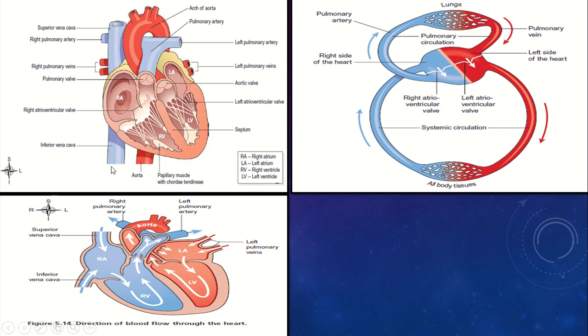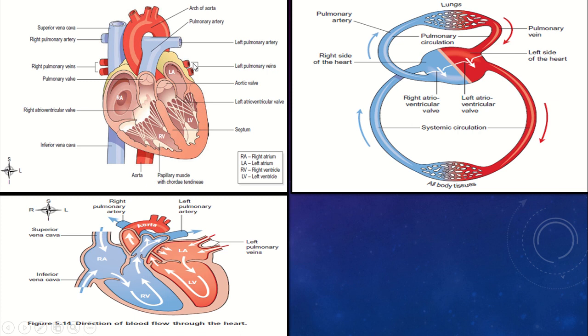The superior and the inferior vena cava collect the deoxygenated blood from all the parts of the body, and it is transmitted to the right atrium, and through the tricuspid valve, the right atrioventricular valve, it is transmitted to the right ventricle. From the right ventricle, deoxygenated blood is carried by the right and the left pulmonary artery to the lungs for purification.